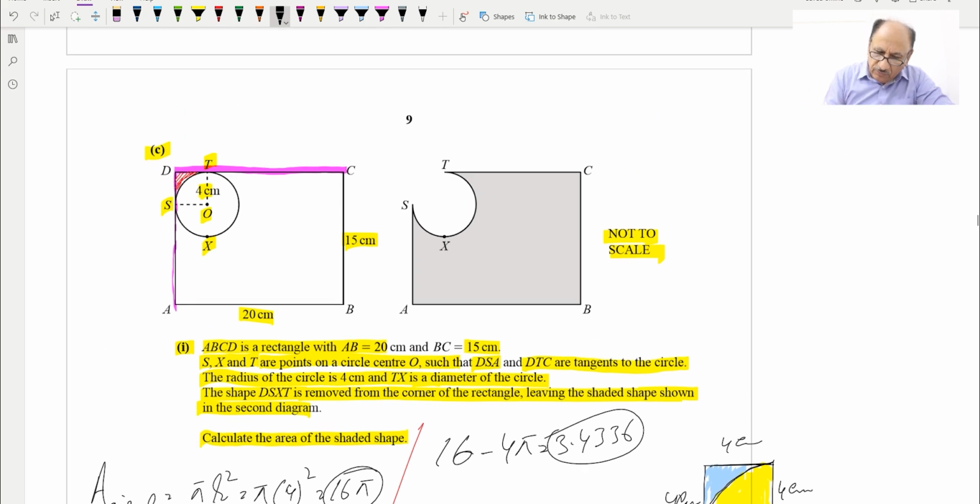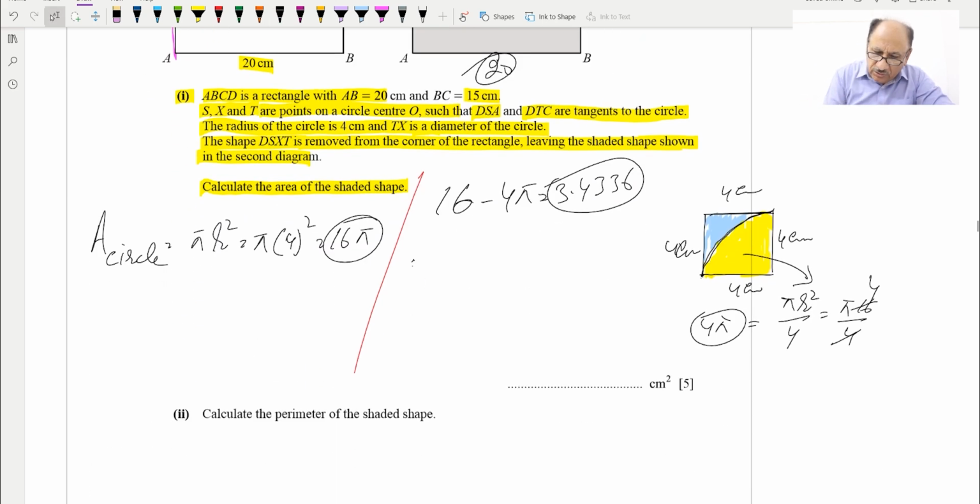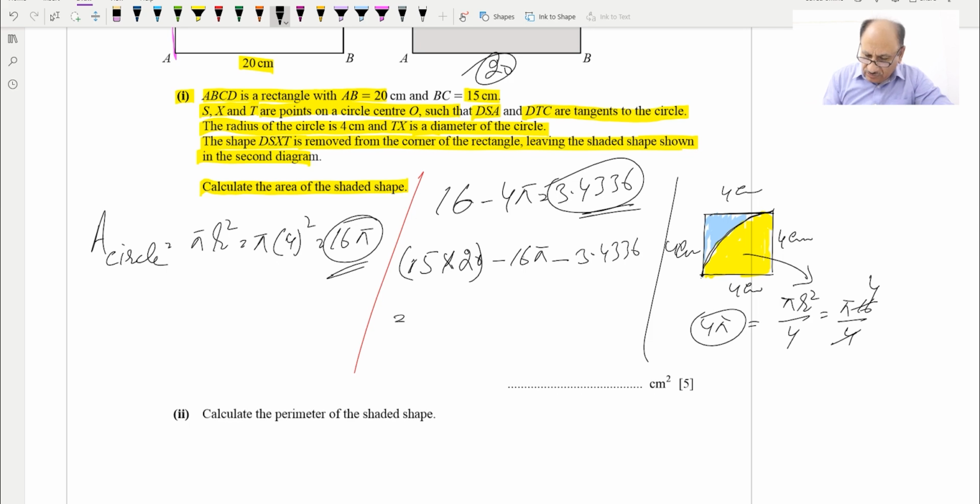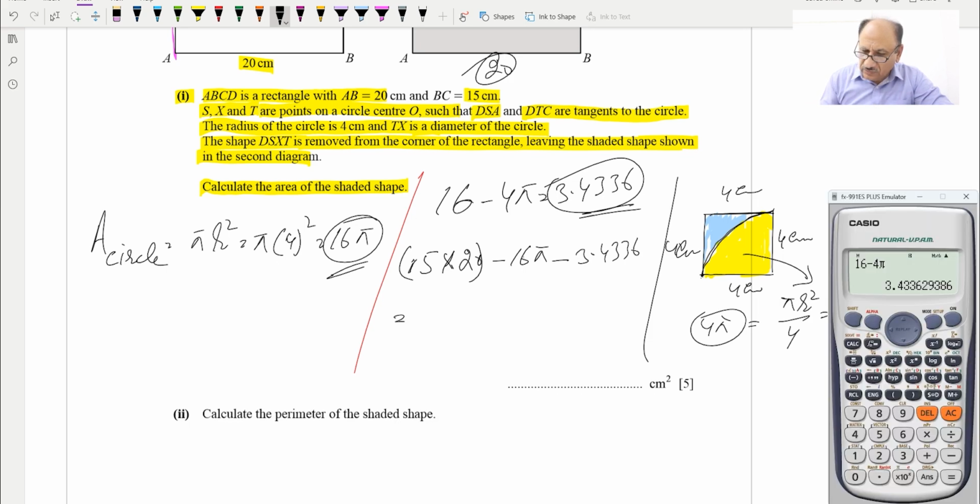So rectangle will be this side is 20, this side is 15, so this into this will be 15 multiplied by 20. Now from this total area we need to subtract two things. One is 16 pi, which is this one, and the second is this one, which is 3.4336, and this will give us the answer, and we can check this.